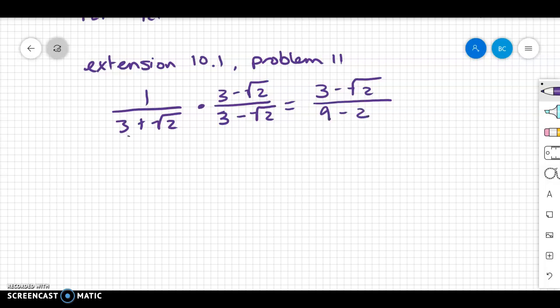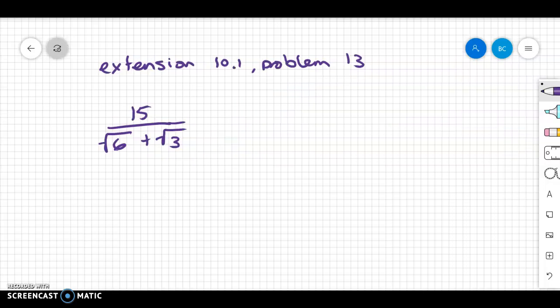So I'm doing my first terms. My inner term and my outer terms cancel each other out. And then my last terms multiply to minus 2. So then I'm going to just simplify that. 9 minus 2 is 7, and I'm done.